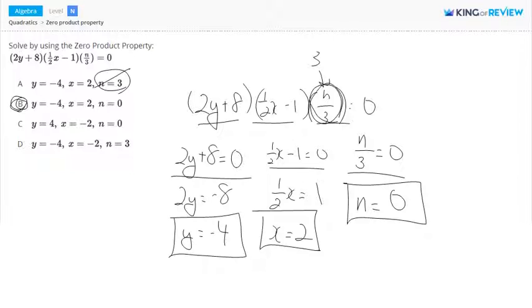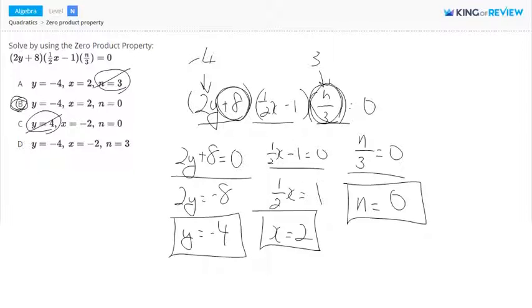Option C says y equals 4. Well, if we plug in a 4 here, we know that that's going to be wrong. And not only that, but we are adding an 8, which means we should have a negative 4. That's why this is wrong.